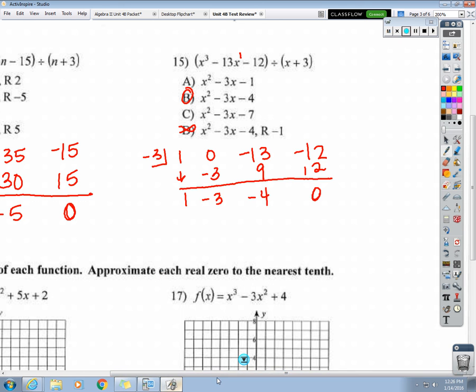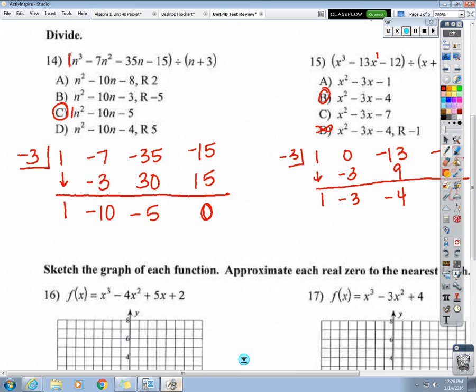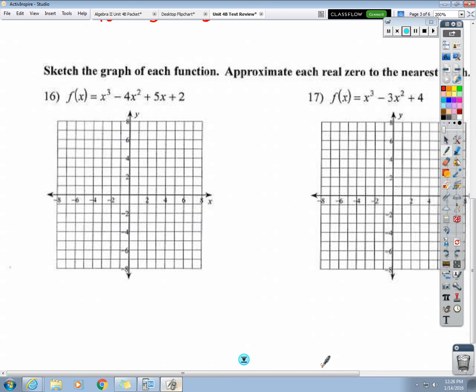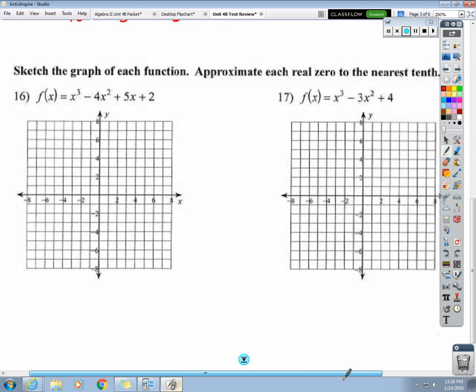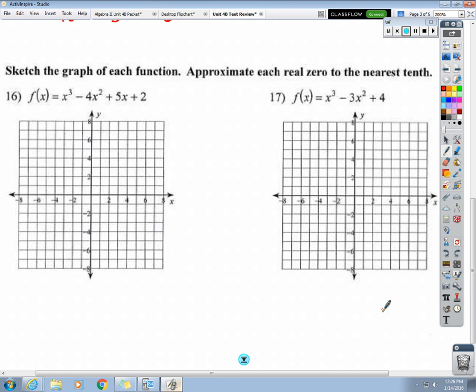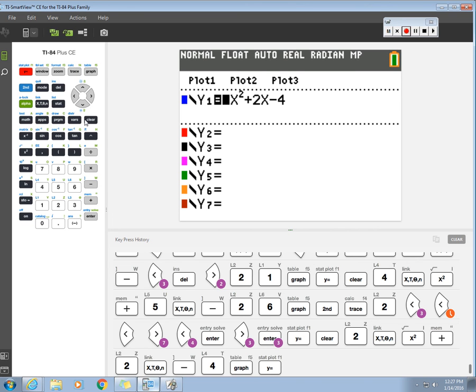All right, number 16. Sketch the graph of each function. Approximate each real zero to the nearest tenth. This doesn't have choices on the test. There will be choices for every question. Okay, so what do I need to do? Graph it. So y equals x cubed minus 4x squared.